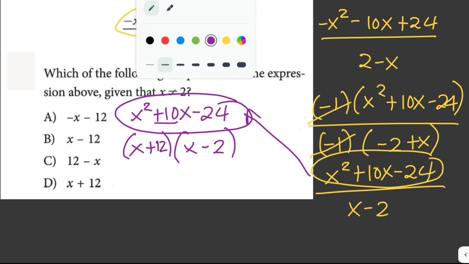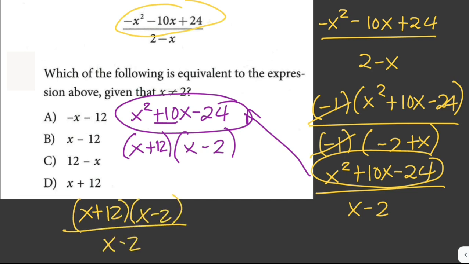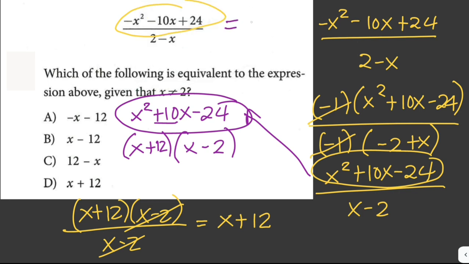So we can write the whole expression as x plus 12 times x minus 2 over x minus 2. And we'll see if we can cancel some terms here. Yes, we can cancel x minus 2. Therefore, this is just equal to x plus 12. So this expression is equivalent to x plus 12. So the answer here is letter D.